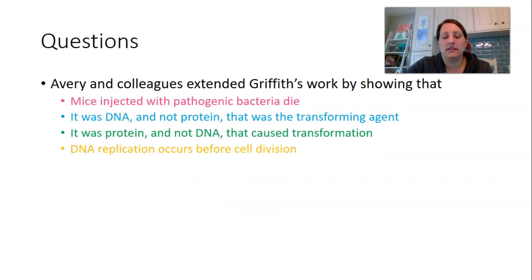Okay, this is the last question. So Avery and colleagues extended Griffith's work by showing that pink, mice injected with pathogenic bacteria die, blue, it was DNA and not protein that was the transforming agent, green, it was protein and not DNA that caused transformation, or yellow, DNA replication occurs before cell division. And so hopefully your answer here was blue. It's DNA, not proteins, that was the transforming agent. Okay, so let's go on to the next section.